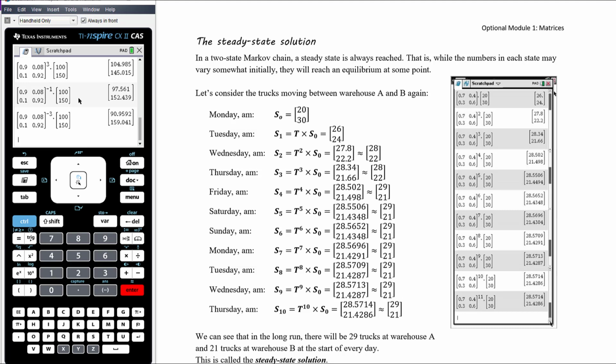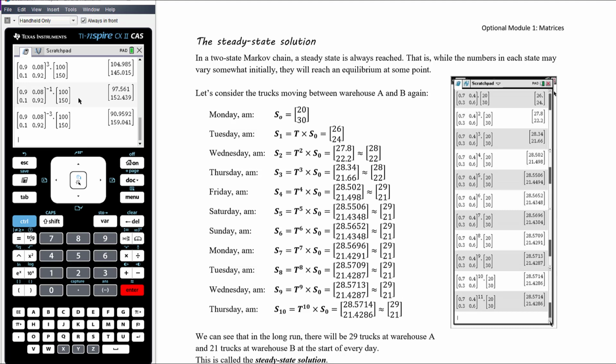When we have a 2-state Markov chain, that is where our transition matrix is 2 by 2, because at every moment we can be in one of 2 states. Whether that's warehouse A and warehouse B, or on or off, or on time or late, whatever it might be, there are only 2 states that we could be in. That's a 2-state Markov chain. When we have a 2-state Markov chain, a steady state is always reached. We'll talk about what the steady state is in a bit.